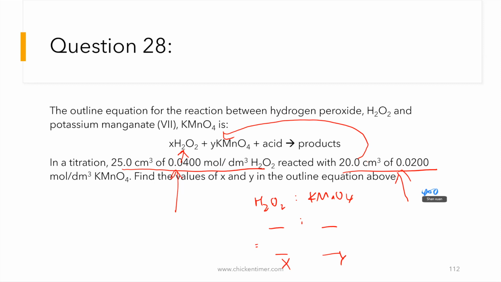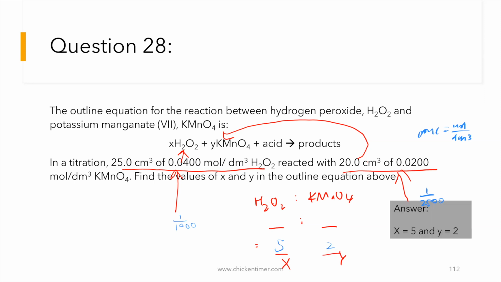Oh, that's big. Why is it so big? It's very big. That'll be 0.0400 divided by 1000 times 25. Very small. Why is it so big? Then how come mine is so big? Oh, wait. No, it's a lot smaller. But it's still the same answer. Yeah. Okay.